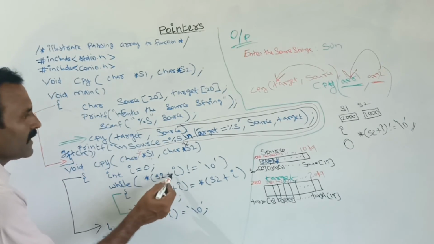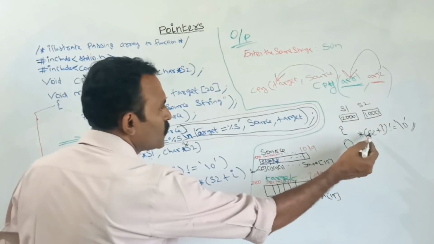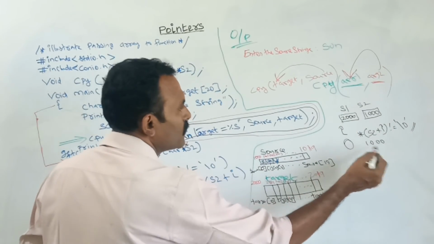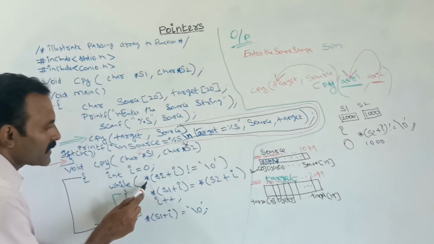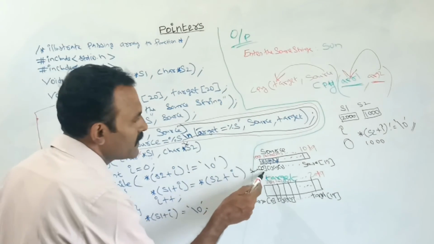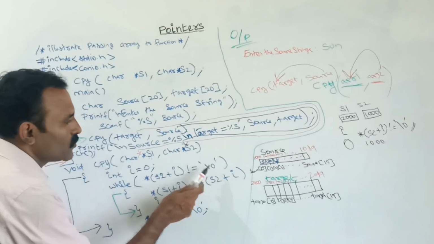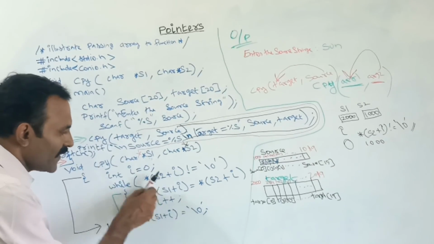S2 plus i, where i is 0. S2 address is how much? 1000. 1000 plus 0 is 1000. So what is the value at 1000? Yes, it will check that it is not equal to slash 0. This condition is true, so it enters inside this while loop.